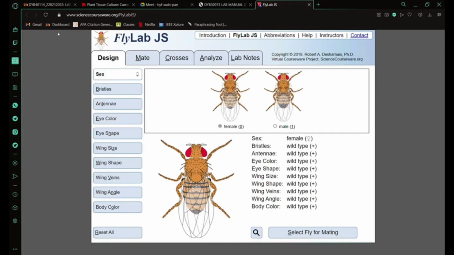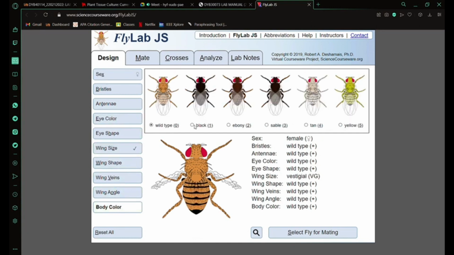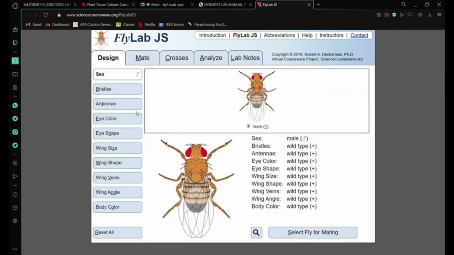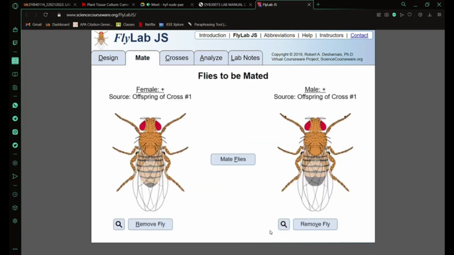First, select the female fly and change the wing shape to vertical wings. Then, change the body color to black body color. Then select the fly for mating and then design the male fly. The male fly should not be changed anything because we need wild type fly. Then you mate both of them and then you select the first offspring and mate it with the second offspring.